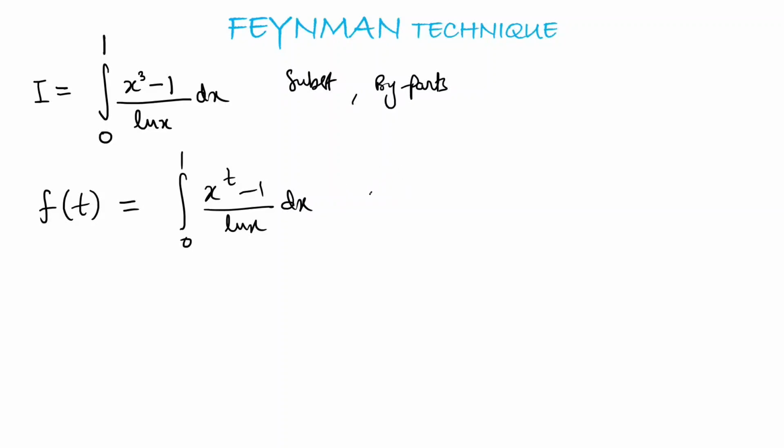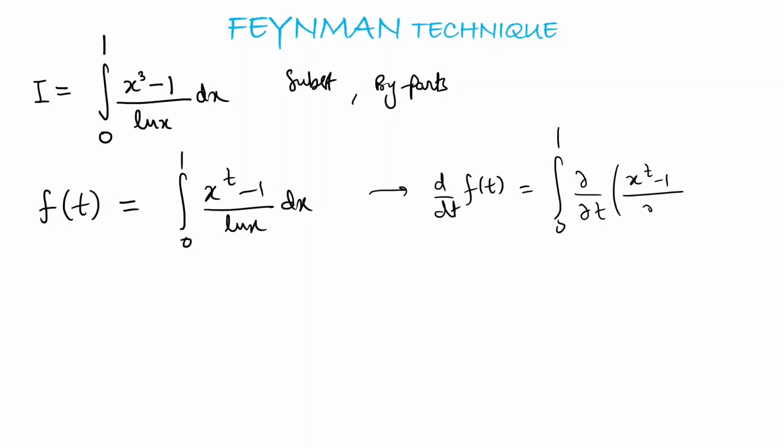Second step is very simple. Take the derivative d by dt of f of t, and when we take the derivative inside integral, it basically gets converted into a partial derivative, something like this, ln of x dx, and let's go with the flow.